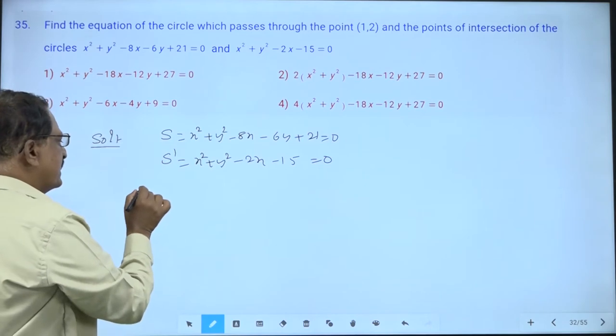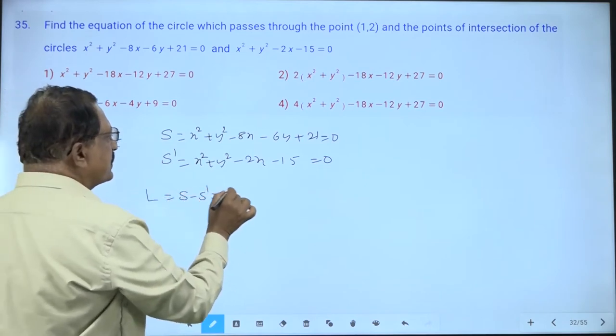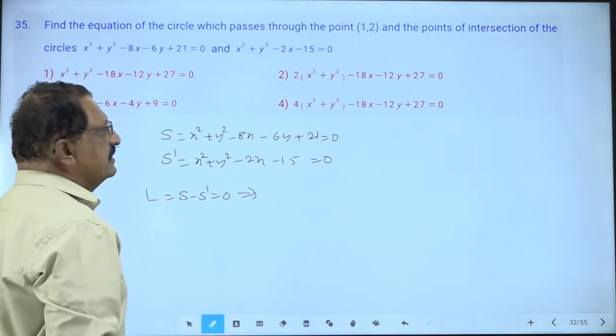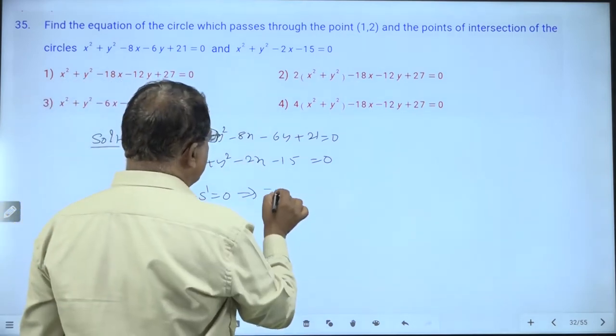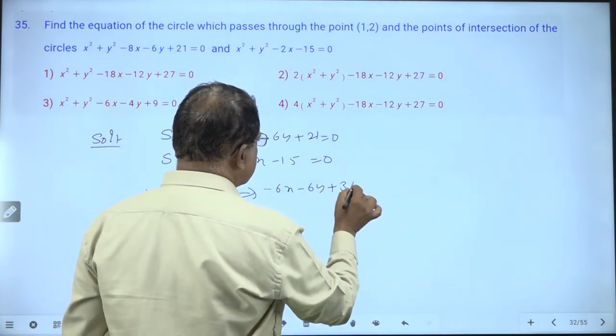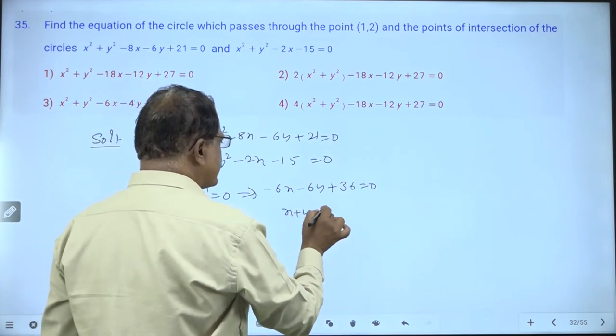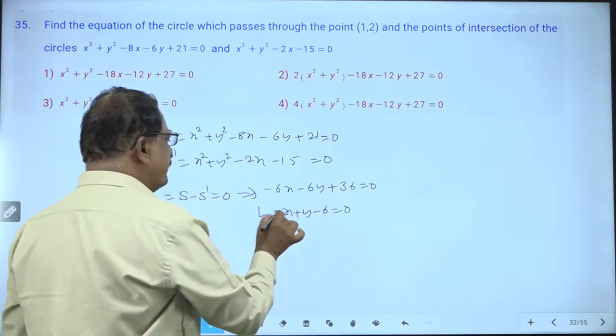First, to find the equation of the radical axis, L equals S minus S dash equals 0. From one circle equation, subtract the second, we get the radical axis: minus 6x minus 6y plus 36 equals 0. Taking minus 6 common, x plus y minus 6 equals 0. It is L.